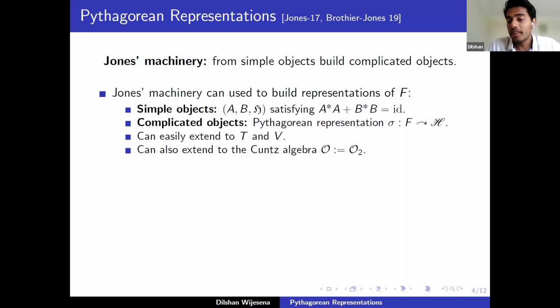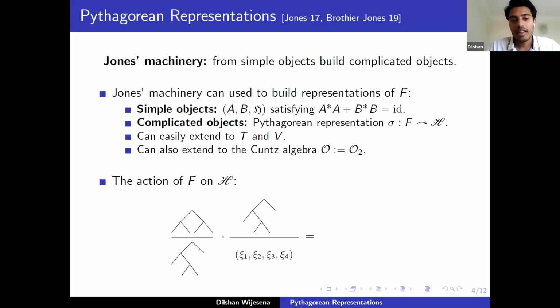Some other important things to note is that this large Hilbert space that our representation acts on is always going to be infinite dimensional, okay? Which is good, because if you think back to the previous slide, we know that the irreducible representations are always going to be infinite dimensional, okay? Moreover, these representations extend to the larger Thompson groups T and V, and they also extend to the Cuntz algebra as well, which is nice. And just to give a quick snapshot of what this representation looks like, okay? This is just an example. We have an element of F here on the left-hand side, a pair of trees.